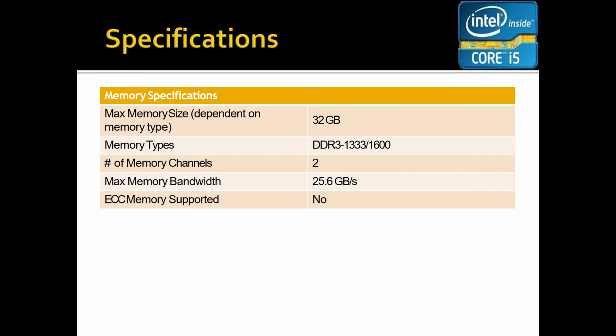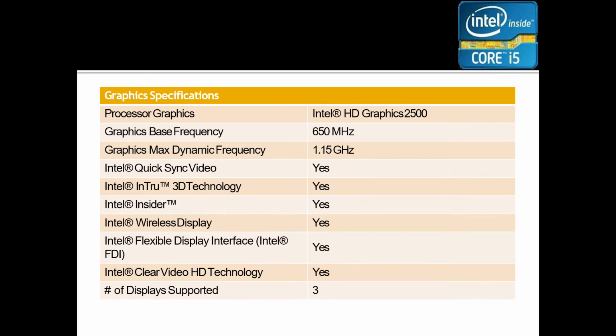Intel processors support DDR3 memory type with a dual channel interface. Next are the graphic specifications. For communication with other components in the machine, the Core i5 3550S uses a PCI Express Gen 3 connection. This processor features the Intel HD 2500 integrated graphic solution. The graphic base frequency is about 650 MHz and the maximum dynamic frequency is 1.15 GHz.